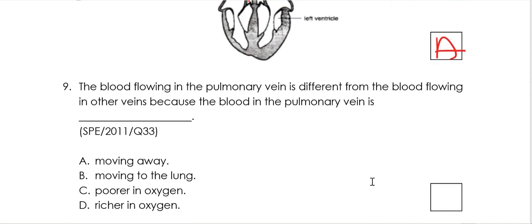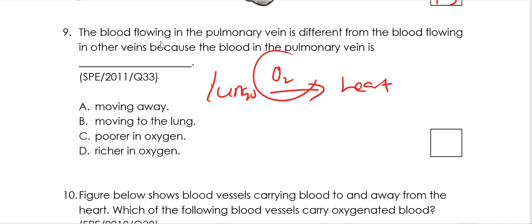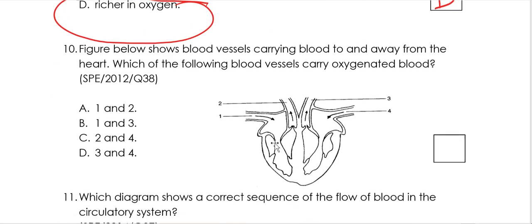The blood flowing from the pulmonary vein is different from the blood flowing in other veins, because most veins carry deoxygenated blood from your body, but the pulmonary vein carries blood from the lungs to the heart, and this is oxygenated because it just left the lungs, and the lungs have a lot of oxygen, so it is actually richer in oxygen. That's why it's different from other veins in your body.